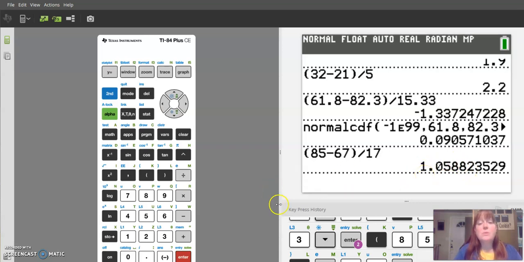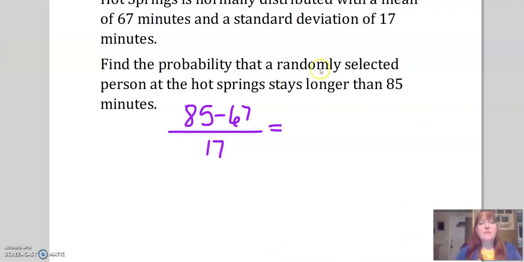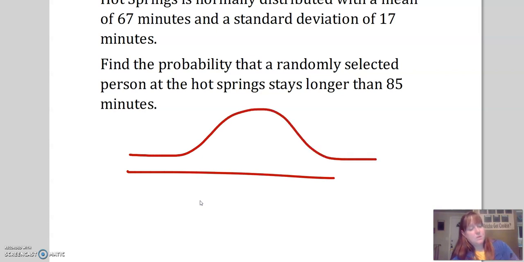Okay, so now we want to figure out the area under the curve, or what number of people spend a certain amount of time. So let's go back to our question and figure out what they're asking. Find the probability that a randomly selected person at the hot spring stays longer than 85 minutes. So what does that mean? Here's our normal curve, and we've got 85 minutes. It's slightly bigger than 1 standard deviation away.